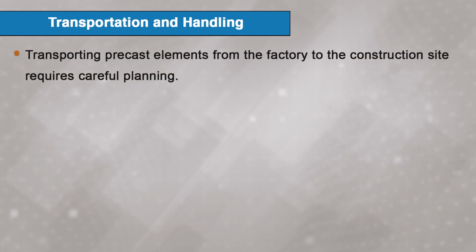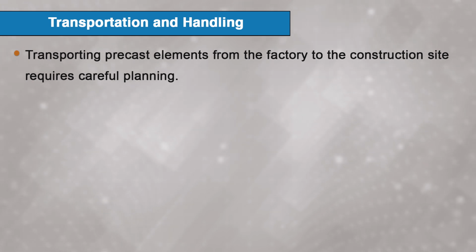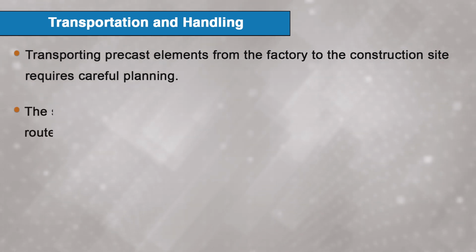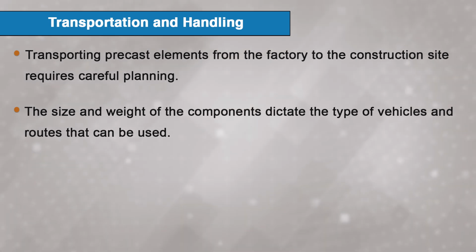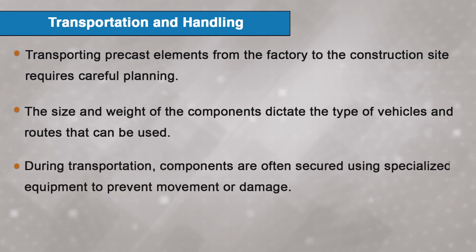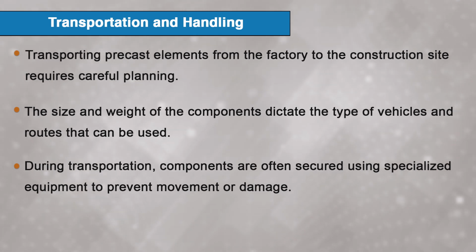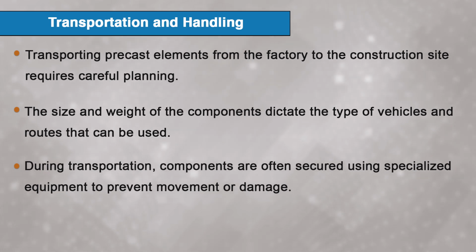Transporting precast elements from factory to the construction site requires careful planning. The size and weight of the components dictate the type of vehicles and routes that can be used. Additionally, elements must be protected from damage during transit, as even a small crack could compromise their structural integrity.